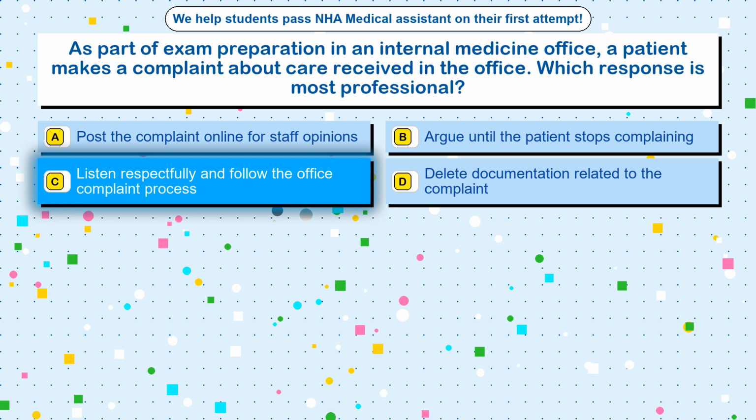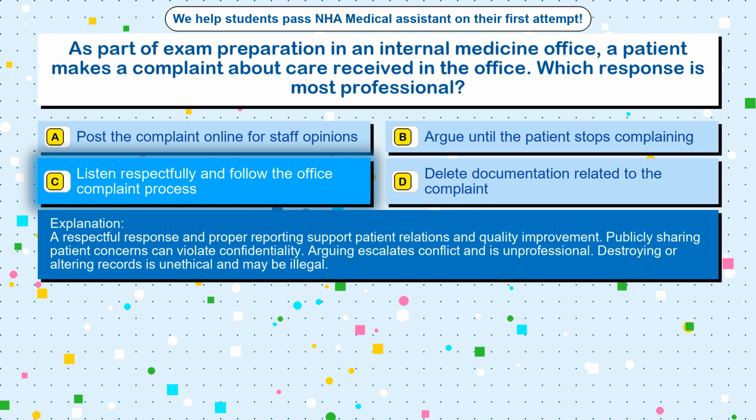The correct answer is option C. Listen respectfully and follow the office complaint process. A respectful response and proper reporting support patient relations and quality improvement. Publicly sharing patient concerns can violate confidentiality. Arguing escalates conflict and is unprofessional. Destroying or altering records is unethical and may be illegal.